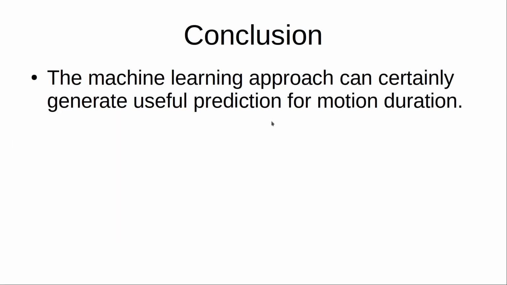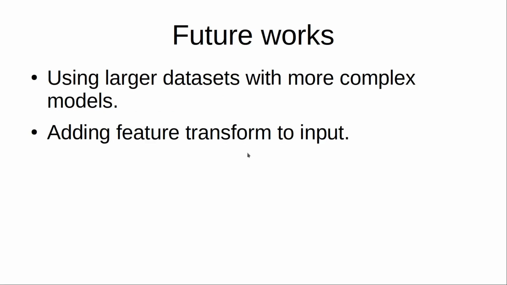absolute error. So as a conclusion, we can say this: the machine learning approach can certainly generate useful prediction for the duration of a motion, and depending on the scope of the engineering problem, this could be very useful, or this could be just a good guideline for what the value could be. In the future, of course, this project is very short and has lots of issues to be fixed. In the future, we would like to use a larger data set with more complex models.